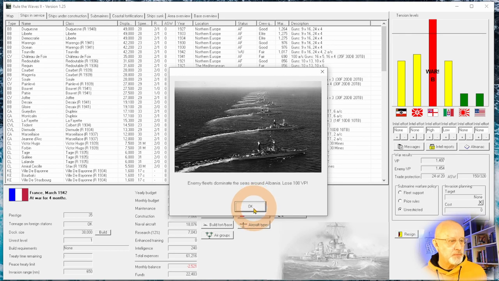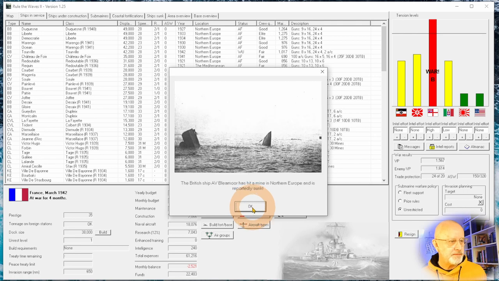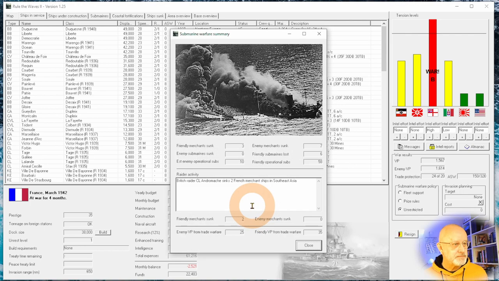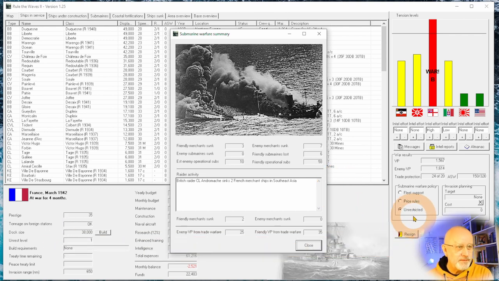A few little victory point losses for random stuff. And oh, they've struck a mine. That's nice. Shame for their seaplane carrier. What's going on here? We are being unrestricted, so that might affect us. I'm kind of surprised that their shipping losses are so low, 7, but there you go.